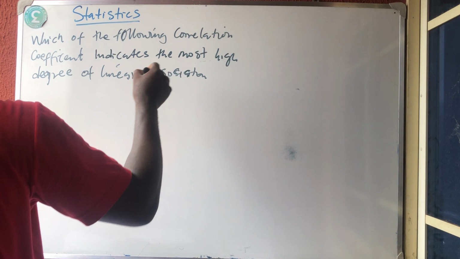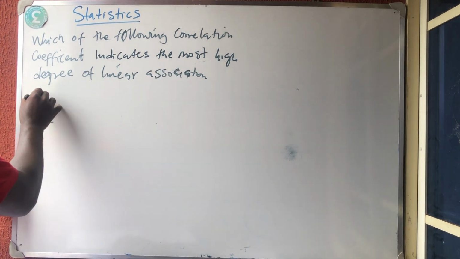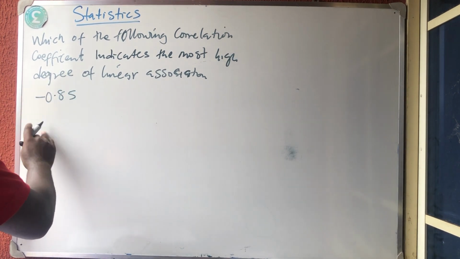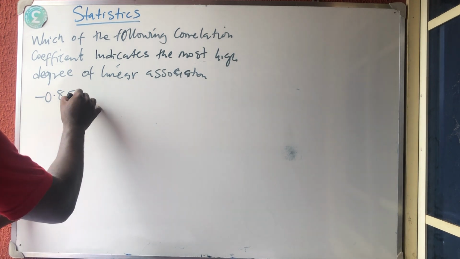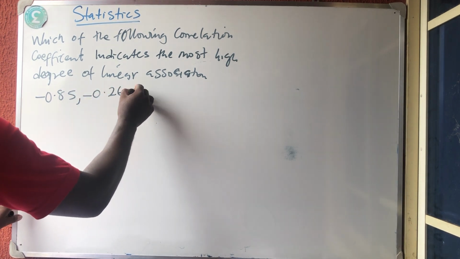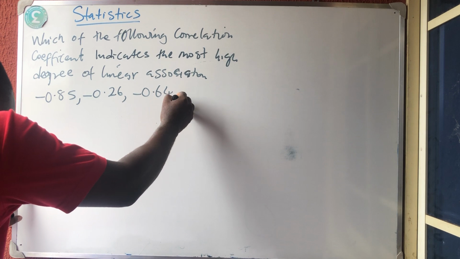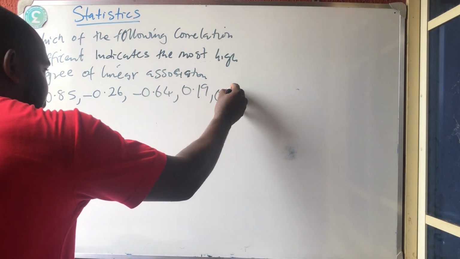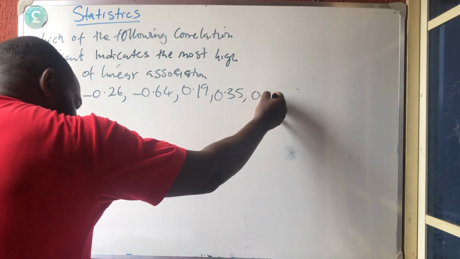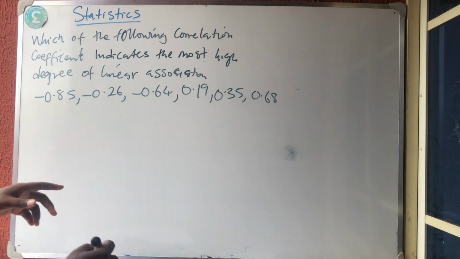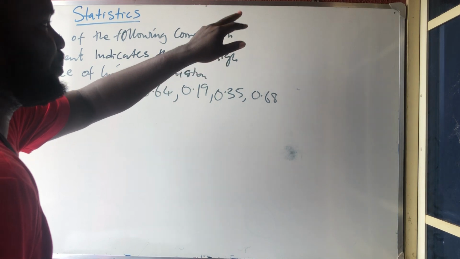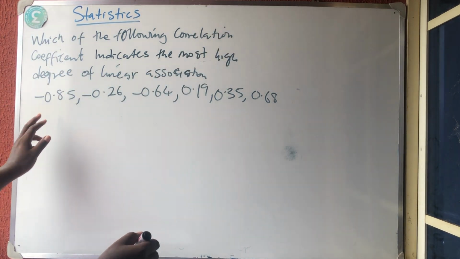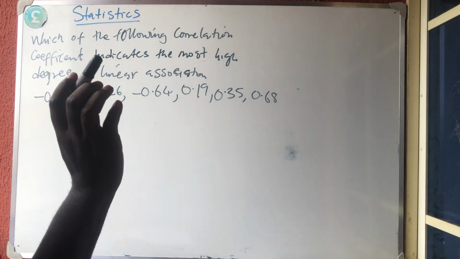Okay, so they gave us the first: minus 0.85, minus 0.26, minus 0.64, 0.19, 0.35, 0.68. Now they didn't mention whether it is high negative or high positive. So the high one there is what? Minus 0.85. That is the answer.